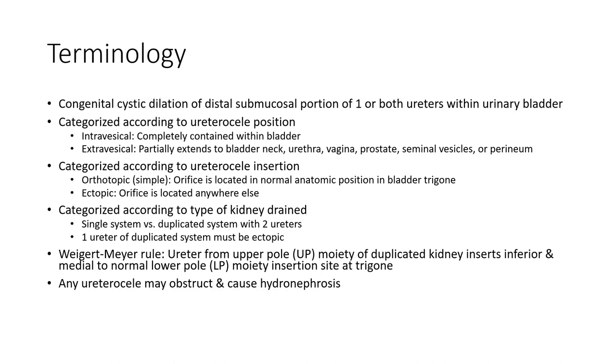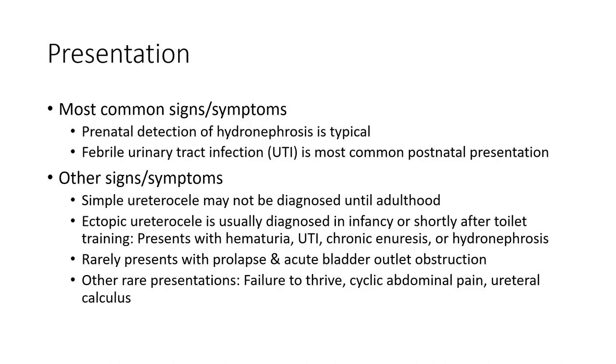Any ureterocele may obstruct and cause hydronephrosis. The most common sign and symptom is prenatal detection of hydronephrosis. Febrile urinary tract infection is the most common postnatal presentation. Other signs and symptoms: a simple ureterocele may not be diagnosed until adulthood. An ectopic ureterocele is usually diagnosed in infancy or shortly after toilet training.